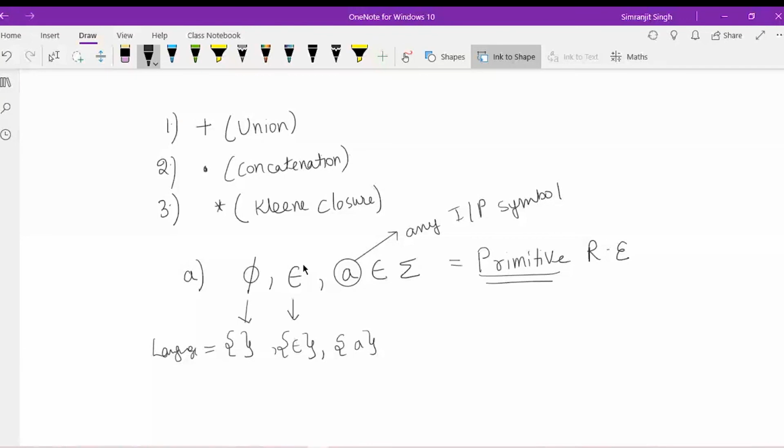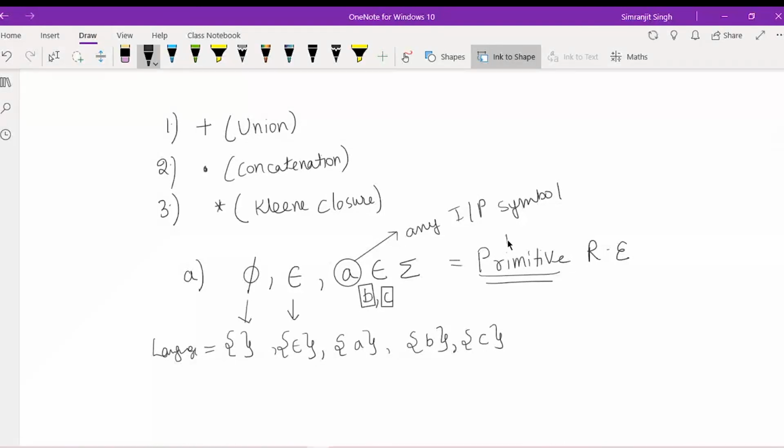In the same way, this epsilon is also a regular expression. In the same way, any input that is defined like A or like B, this is also a regular expression. If I just say that B, this is also a regular expression. C is also a regular expression, and the language for that will be the set B, the set C. So I'm only talking about B and C individually. That is why I'm calling these A comma B comma C primitive regular expressions.